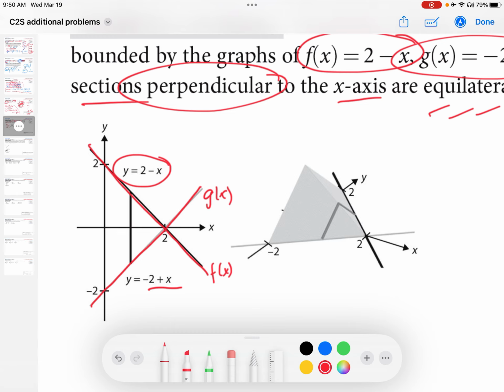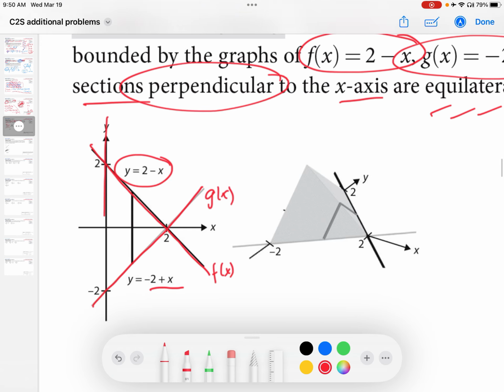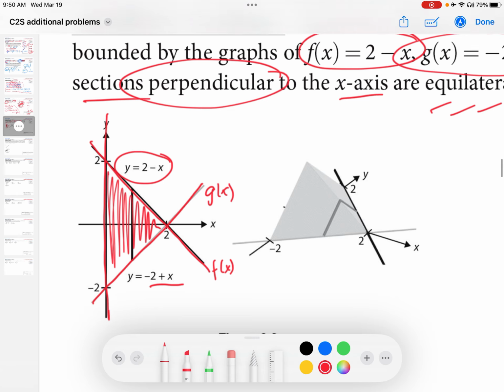And so the region between those two curves is bounded, up here, by x equals 0. X equals 0 is the y-axis. So we're talking about this entire region. So that's our region. Now from that region, we are going to construct equilateral triangles.